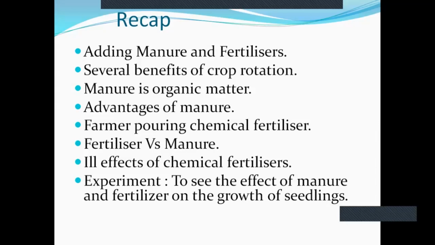Then the next step was, last time I explained to you about manure and fertilizer. I explained to you about the several benefits of crop rotation also. Then I explained how the farmer is using more and more chemical fertilizer to get bumper crop, and what are the bad effects or ill effects of fertilizer. Though this topic was not included in your chapter, I felt it's very important to know about your health, and that's why I explained that topic.